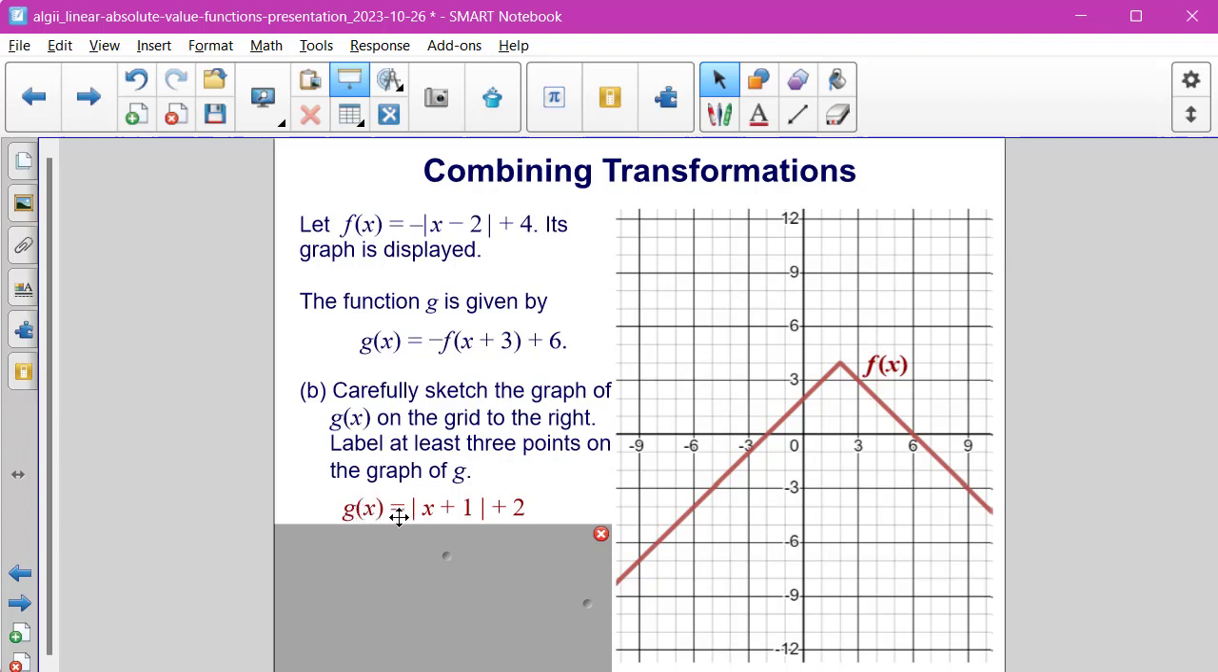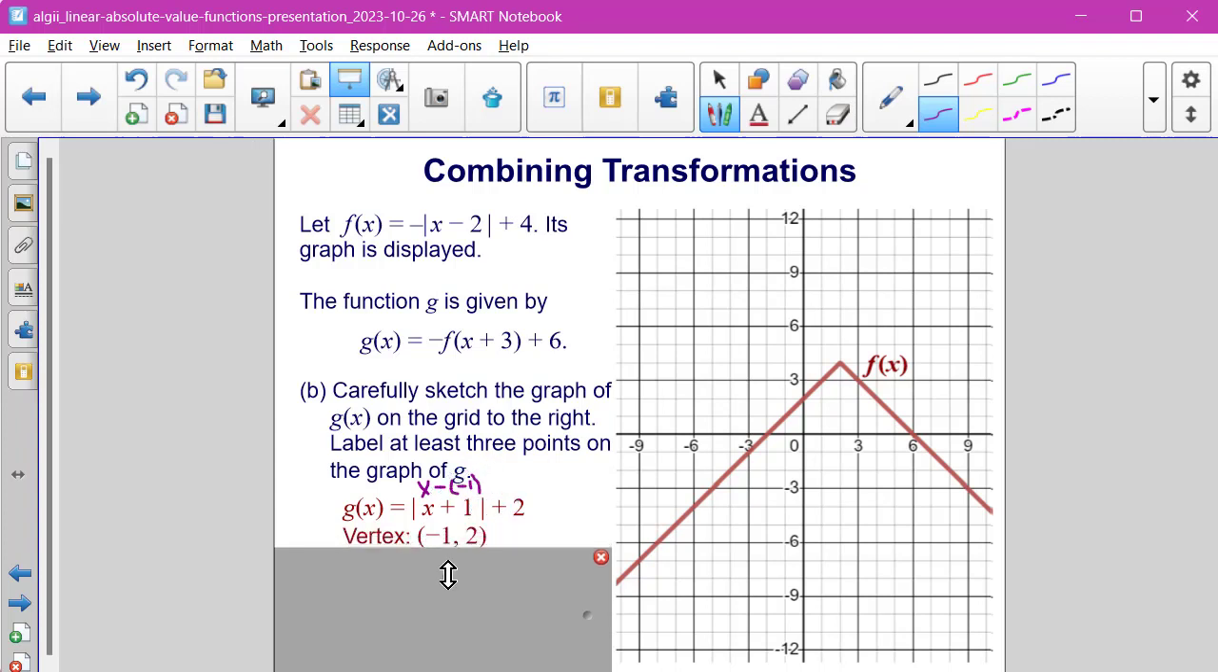Well, we know that g of x is equal to the absolute value of the quantity x plus 1, and then plus 2. That tells us that our vertex, we could also rewrite the inside as x minus negative 1, the vertex is negative 1, 2. So we can graph that point, negative 1, 2, right here. Another point that we can easily find is the y-intercept.